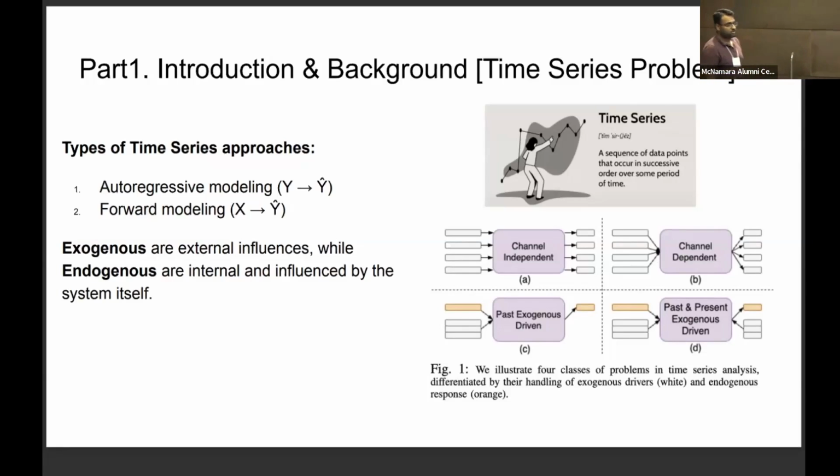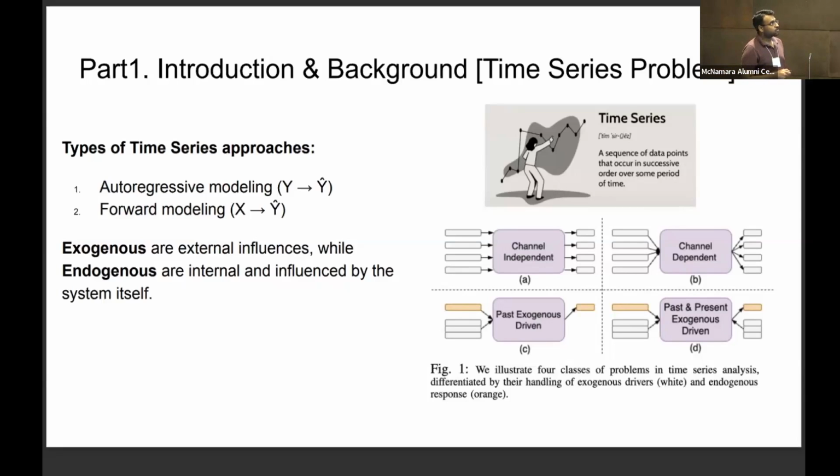The second, which is mostly relevant to environmental applications, is forward modeling, where we have an X to Y relationship, where external weather drivers influence the output. In this case, we say X is exogenous, which is the external influence, and Y is endogenous, where X is influencing the Y output. So these are the 2 time series problem statements.